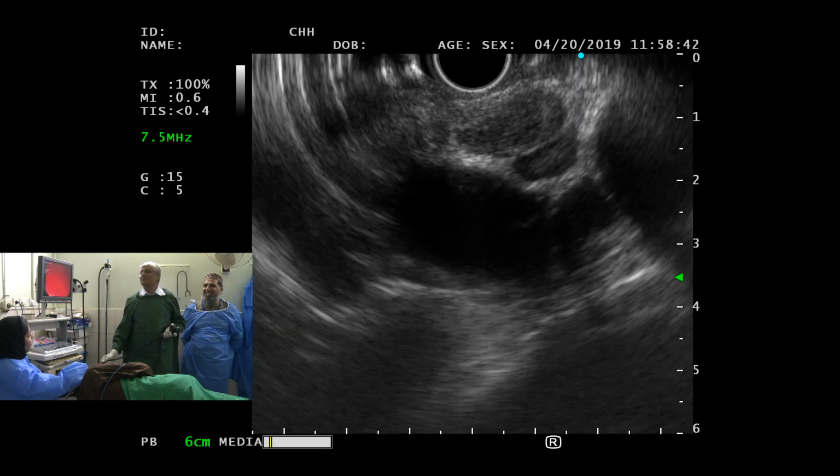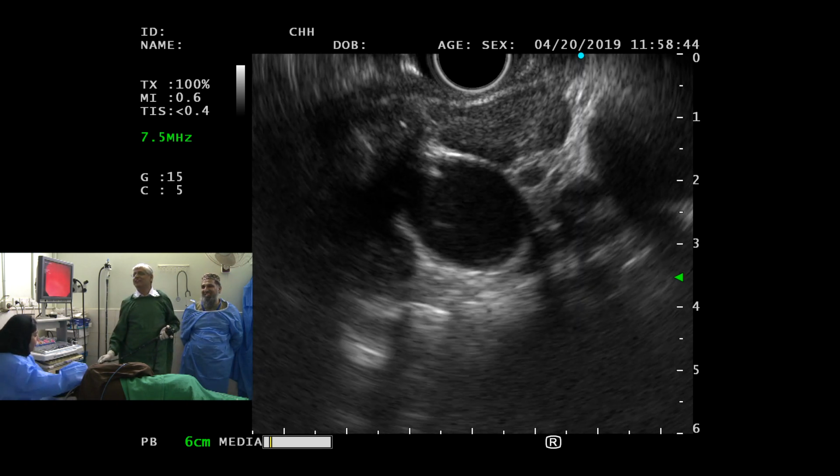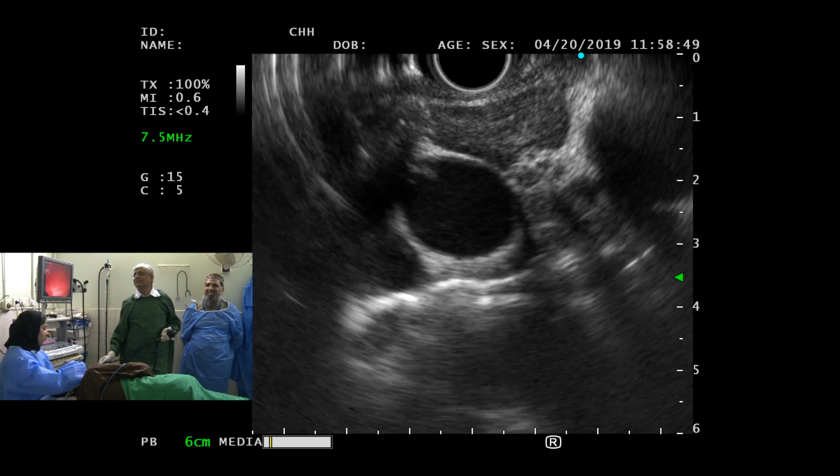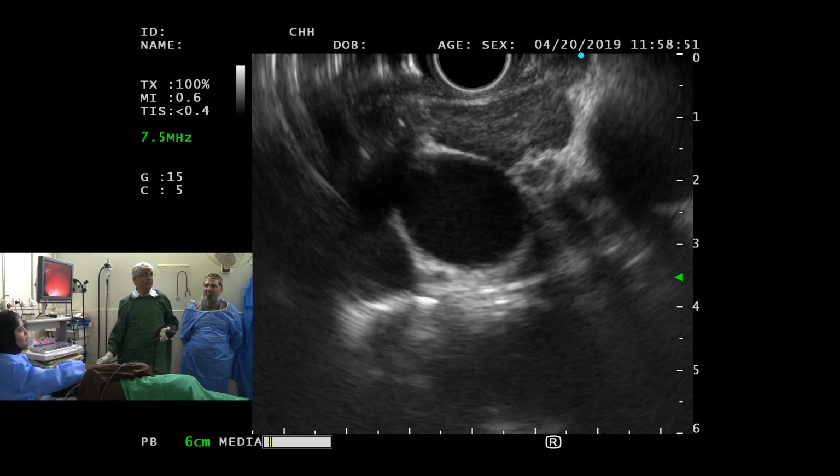But these are very impressive lymph nodes in AP window really, no? It is. I'll have to do one more pass for saline.